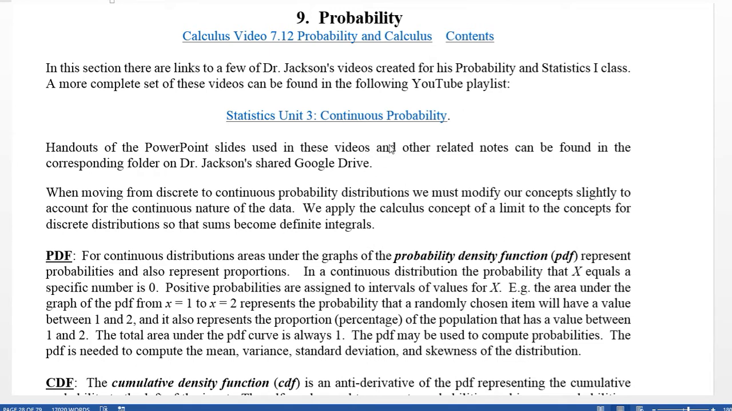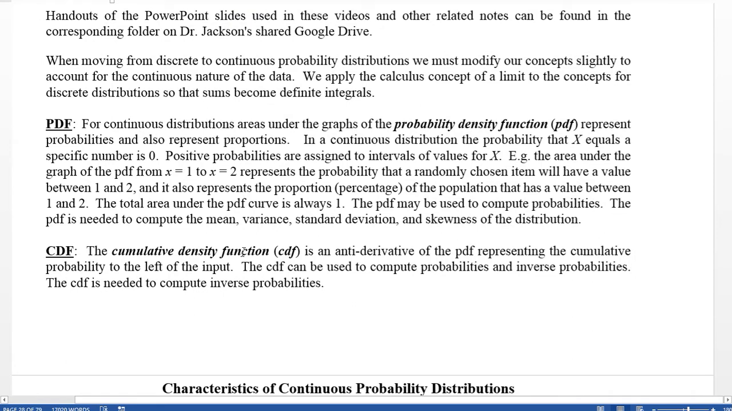So when we're moving from the discrete to continuous probability distributions, we have to modify our concept slightly to account for the continuous nature of the data. And what we do is what we've been doing all semester. We apply the calculus concept of the limit to the concepts of discrete distribution so that sums become definite integrals. So we're taking to the limit one more time. So for continuous distributions, they're going to be, well, continuous as opposed to discrete distributions.